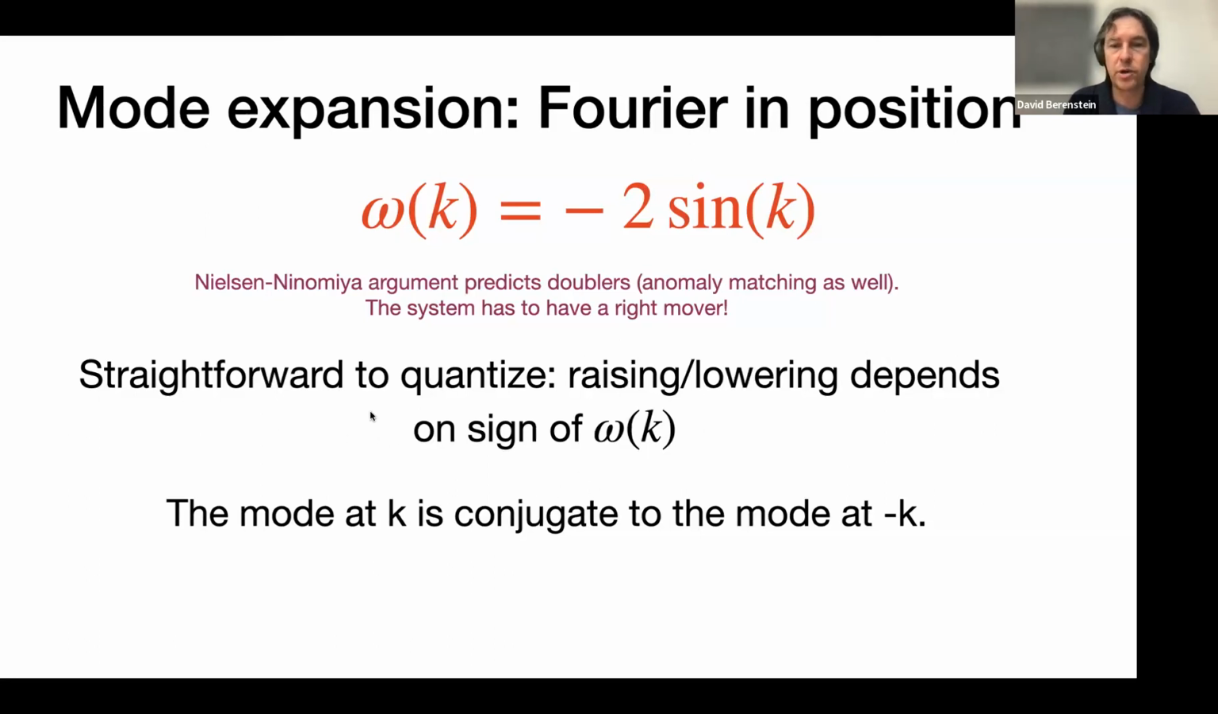And then it's straightforward to quantize. What's a raising and lowering operator depends on the sign of omega k, and the mode at k ends up being conjugate to the mode at -k, just like a regular boson. So really importantly, there's 2 things that happen. First is that there's only one mode per k, not one left moving and one right moving per k. There's only one mode per k. And then the mode at k is, let's say, the raising operator, and then the mode at -k is the lowering operator. Whereas in a regular lattice, you would have a mode at k, which is a raising operator, and another mode at k, which is a lowering operator, if you had both x and p's at a point.